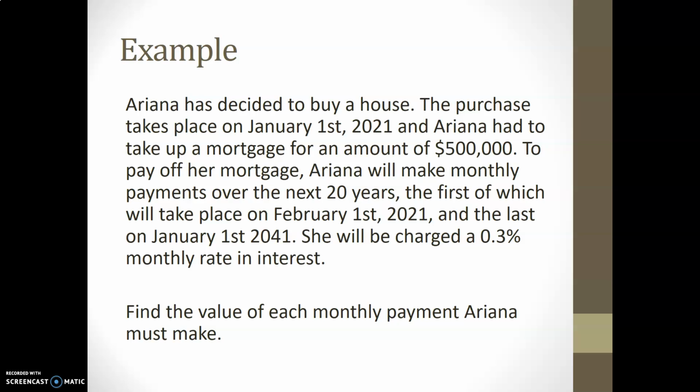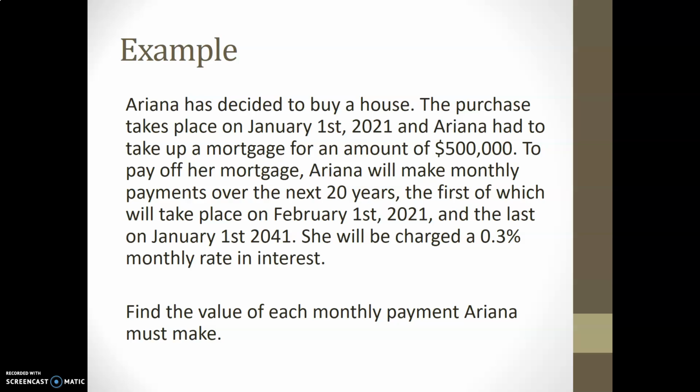So the $500,000 is her debt towards the bank. To pay off her mortgage, Ariana decides to make payments over the next 20 years, the first of which will take place 1 month after the purchase of the house, so on February 1st, 2021. The last payment will take place on January 1st, 2041, that is 20 years after the house was bought.